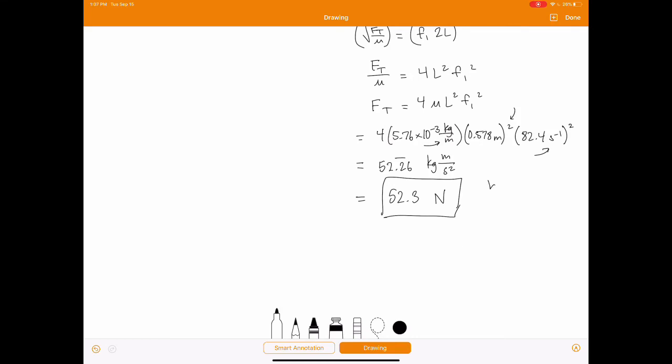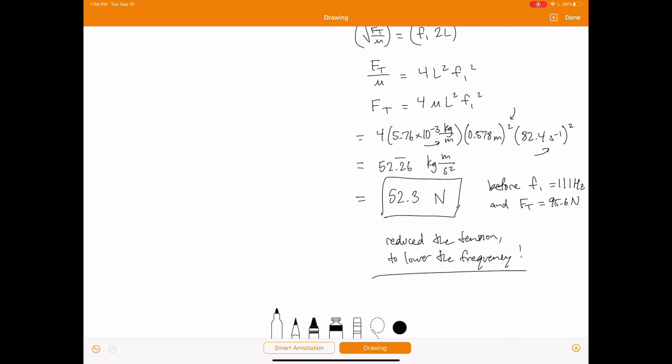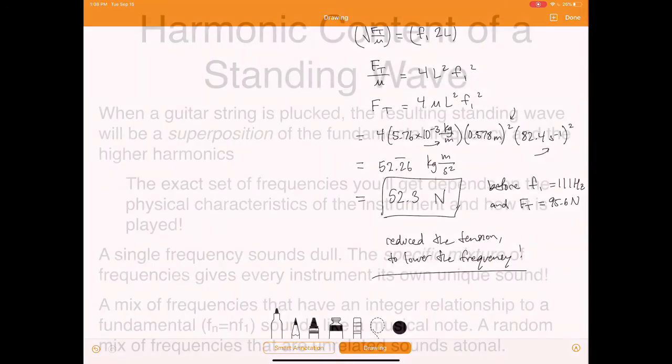So remember, before we had F1 equals 111 hertz, and the tension was 95.6 newtons. So what we just did is we reduced the tension to lower the frequency. And again, if you've played guitar, you know intuitively that's how it works. You reduce the tension and you get a lower frequency.